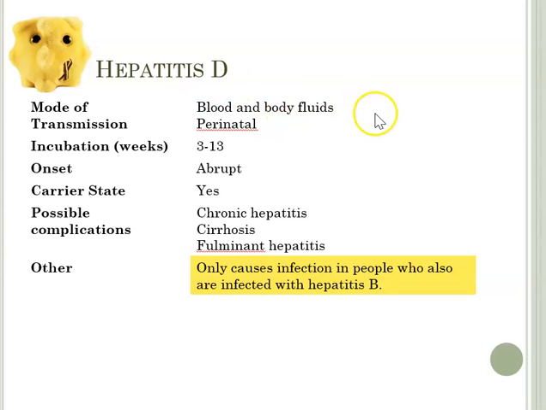Hepatitis D, so again, blood, body fluids, perinatal transmission, pretty abrupt onset, so 3 to 13 weeks for incubation. Possible complications are chronic hepatitis, cirrhosis, and so on, and this only causes infection in people who also are infected with Hep B. So if you've got Hep B, then you can catch Hep D, but you can't catch Hep D without Hep B.